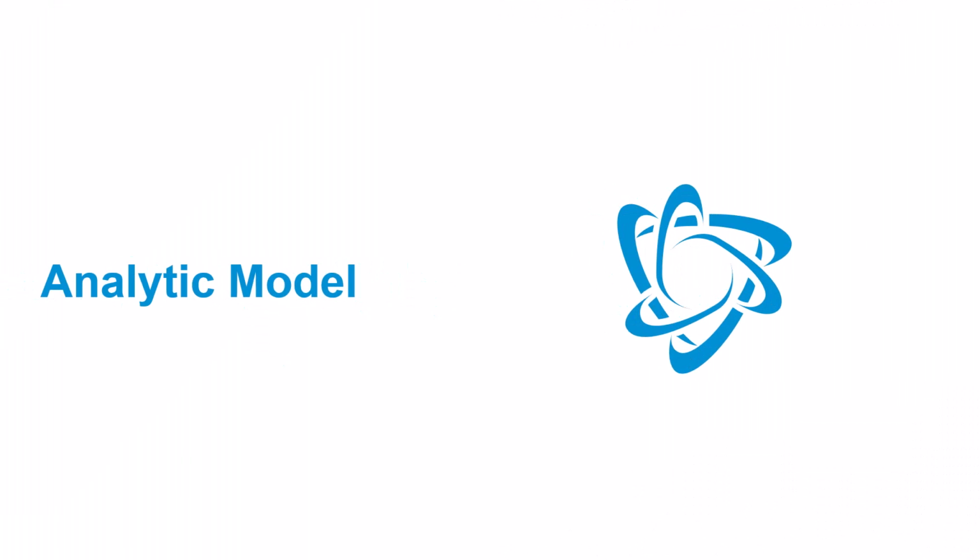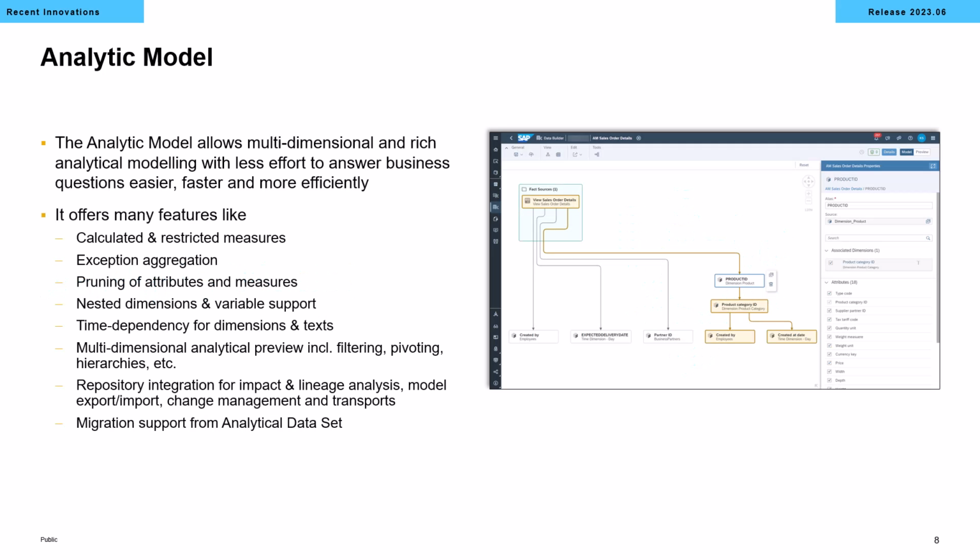Thanks, Mona. Let's have a look at the next component, the Analytic Model, which was also delivered with release 2023-06 and the launch of the SAP Datasphere. What is it about? It's about multi-dimensional analytical modeling capabilities with very good OLAP functionalities. So you can create calculated restricted key figures, exception aggregation, pruning is integrated, as well as nested dimensions are supported, time dependencies, and more.